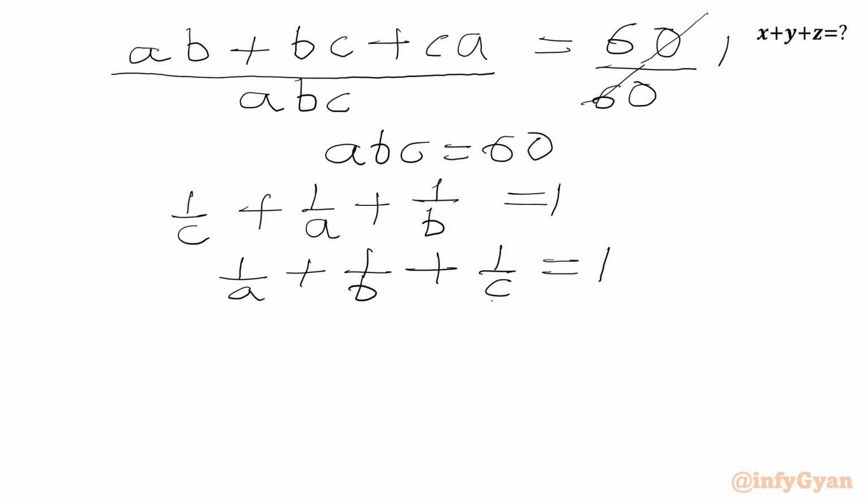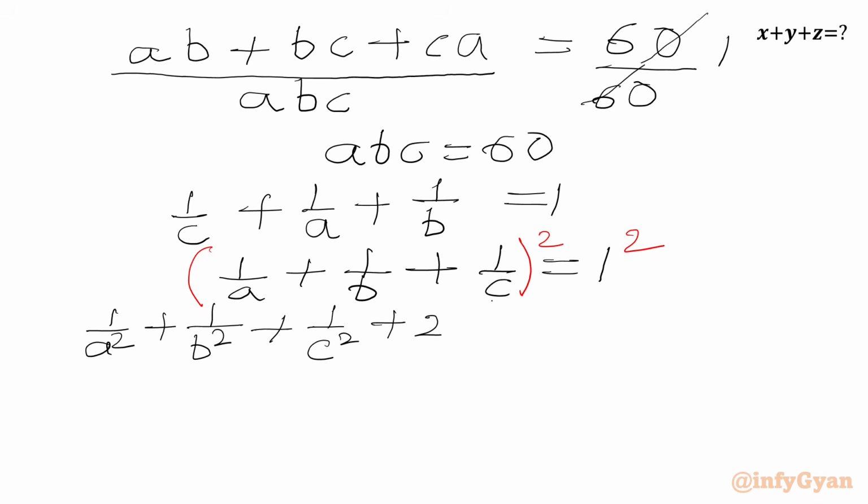Now we'll be squaring this equation both sides. So let me put power 2 here and here also. Now we'll be using the P plus Q plus R whole square identity. We will get 1 over A square plus 1 over B square plus 1 over C square plus 2 times, in bracket we can write 1 over AB plus 1 over BC plus 1 over CA. 1 square is 1.